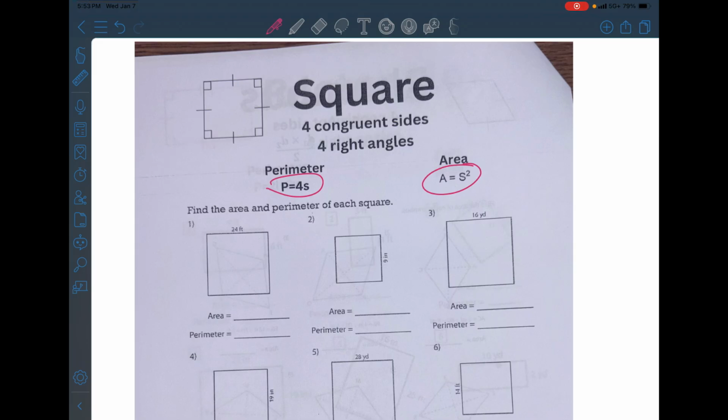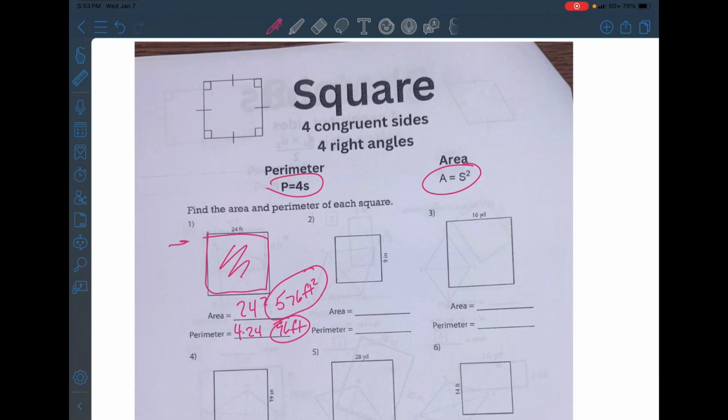So if we're looking at perimeter for this one, it's 4 times 24. And so if you put 4 times 24 in your calculator, you get 96. So you get 96 feet. That's your perimeter. The distance to go around this is 96 feet. And the area for the inside is just 24 squared, which is 576. And remember, you have to put feet squared.